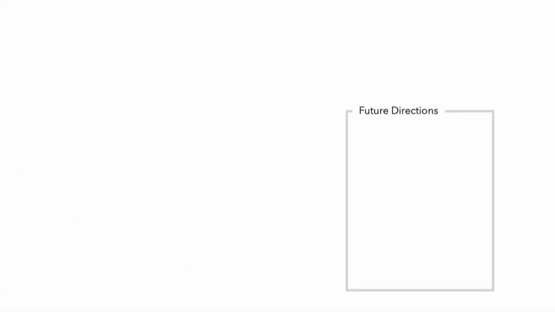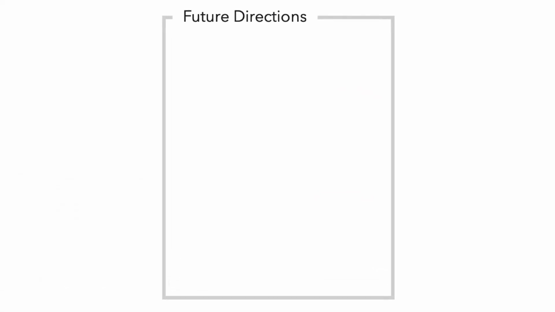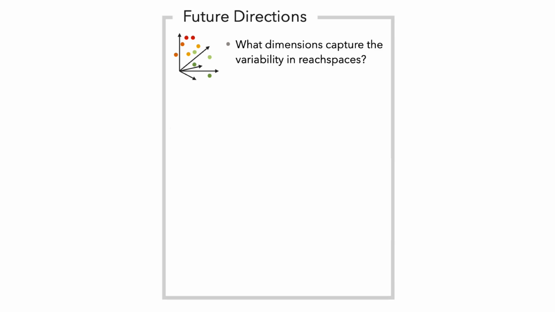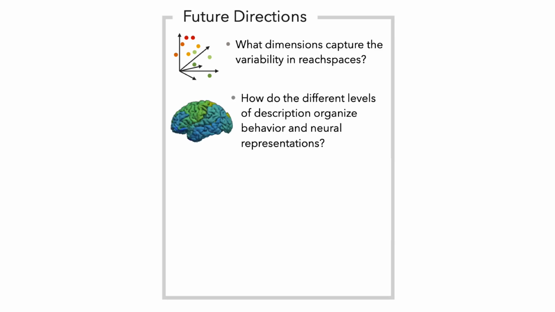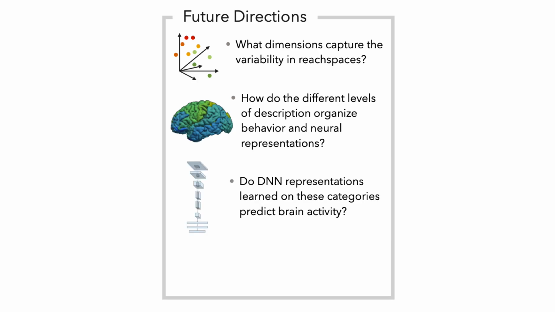We hope that by making this database freely accessible to researchers, we can kickstart work in the perception of reachable environments. Where we hope to take this next is to examine and discover what dimensions capture the variability in reach spaces. However, there are lots of important questions to be asked about how reach spaces are represented in the brain, and whether training image models and computer vision models on reach spaces can provide a better fit to brain data.